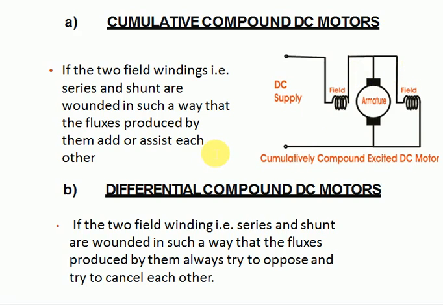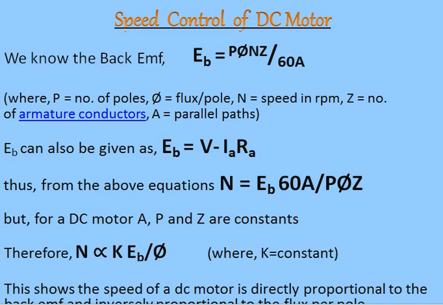cumulatively compound motor. But in the other case, that is differentially compound, the flux phi is phi 1 minus phi 2, then it is called differentially compound. If phi is phi 1 plus phi 2, then it is called cumulatively compound motor. In the next case, we have the speed controls, but for speed control we have to do the equivalent circuit first. We will do it later, and we have some equations which are derived from the equivalent circuit.